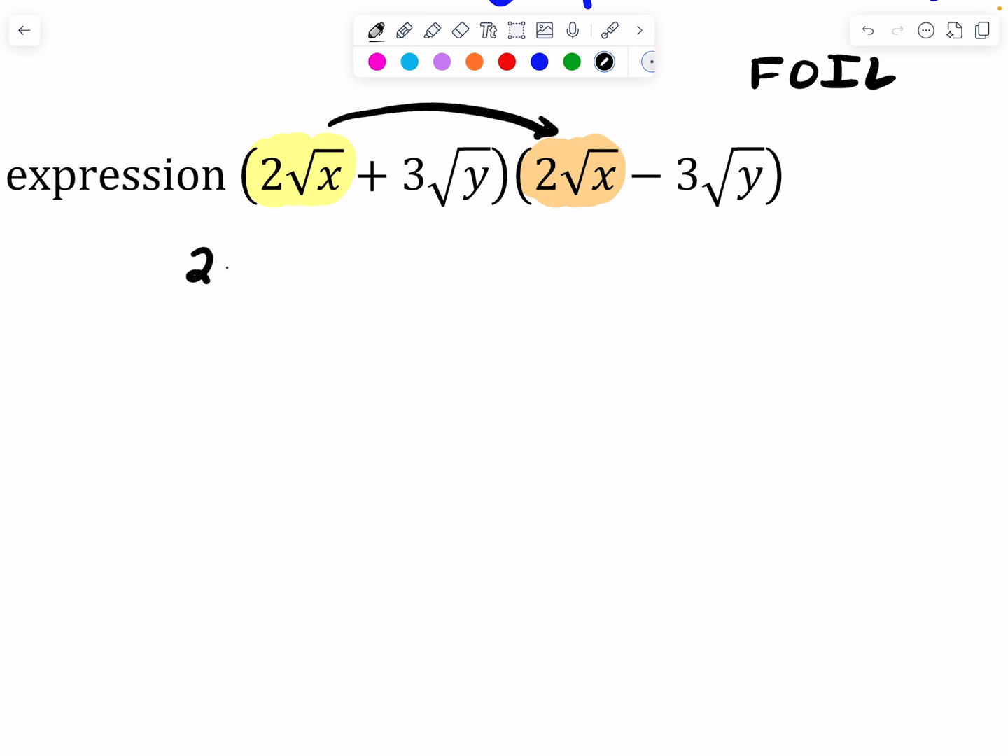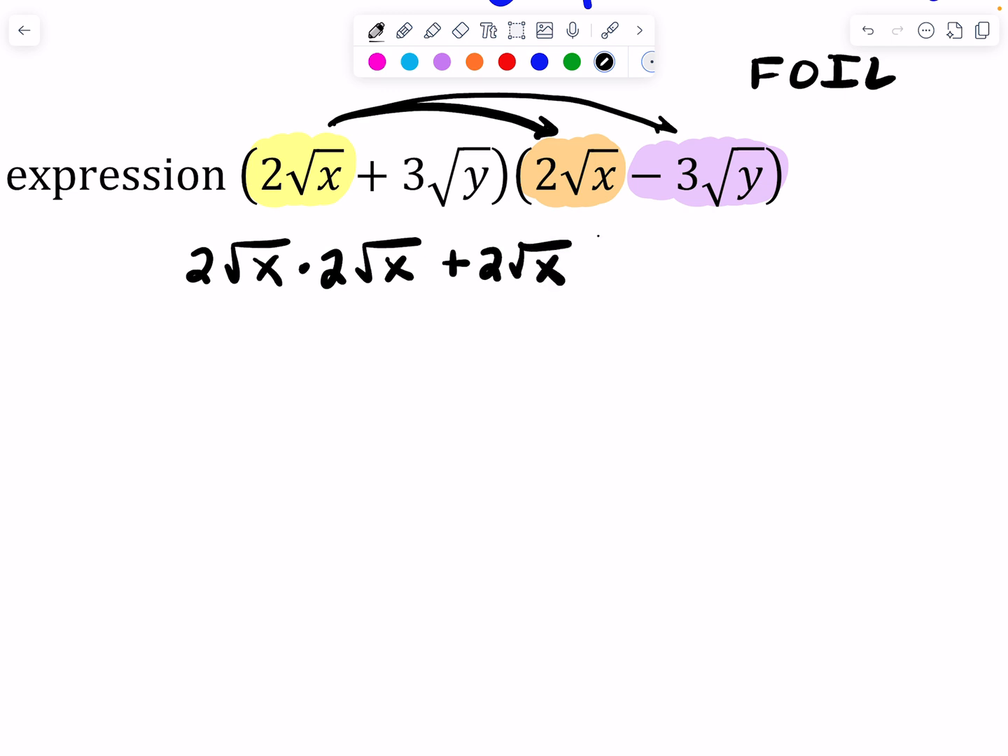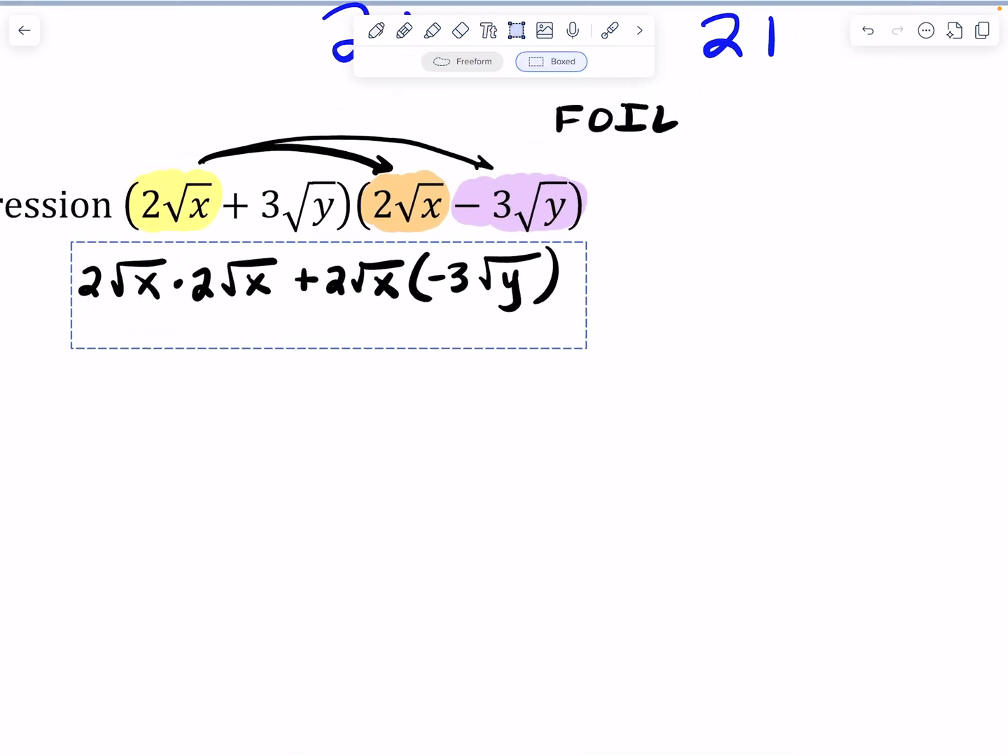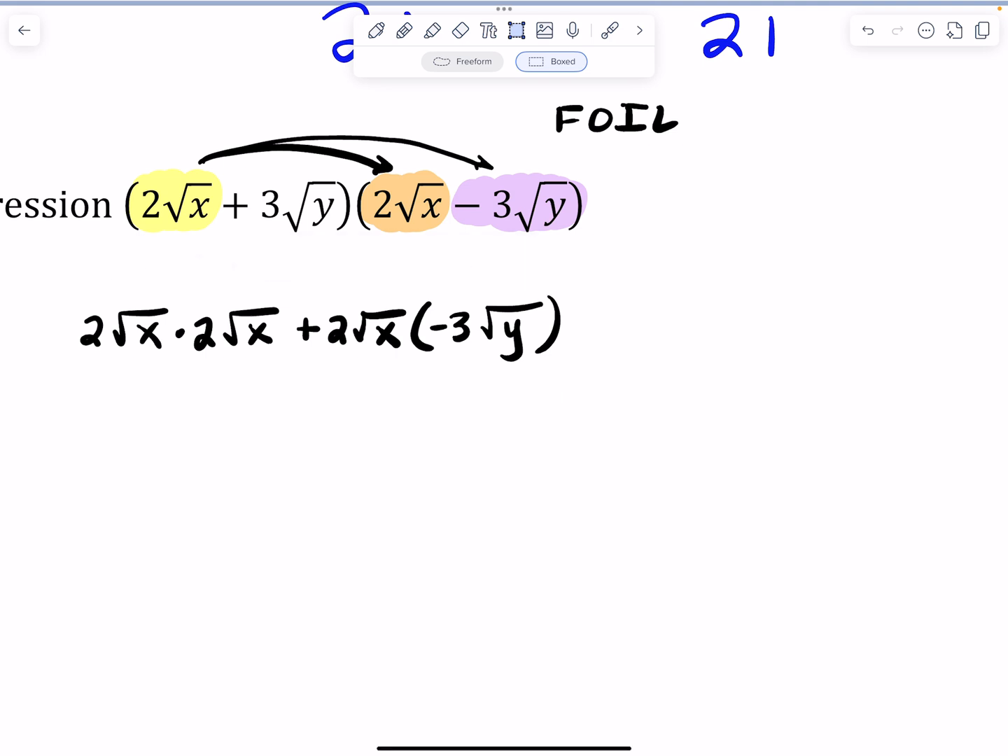So that gives us 2 square root of x times 2 square root of x. Then we're going to take our first term and we're going to multiply it by the second term. So we've got positive 2 square root of x times negative 3 square root of y. I'm going to give myself a little bit more room. Then we're going to start on the second term. The second term is positive 3 square root of y. So we're going to take this one and we're going to multiply it by the first term.